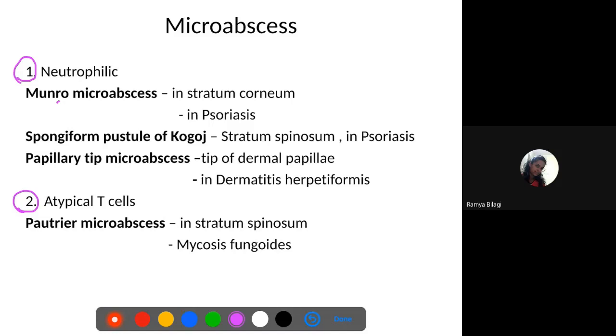Papillary tip microabscesses are in the tip of the dermal papillae in dermatitis herpetiformis. And if there is atypical T cell accumulation in stratum spinosum, we call it Pautrier's microabscesses, which is seen in a condition called mycosis fungoides. So now we have learned about the keratinocytes.